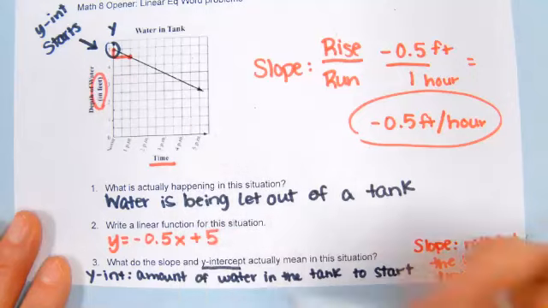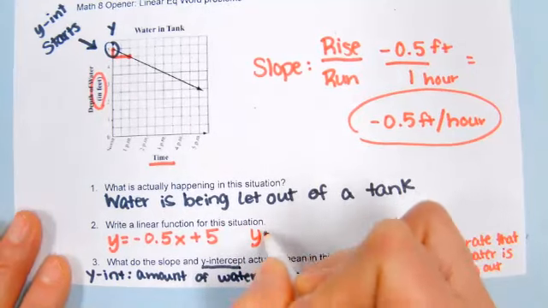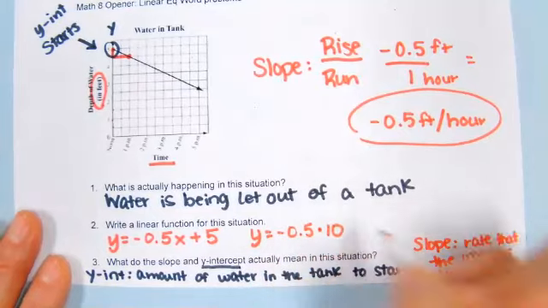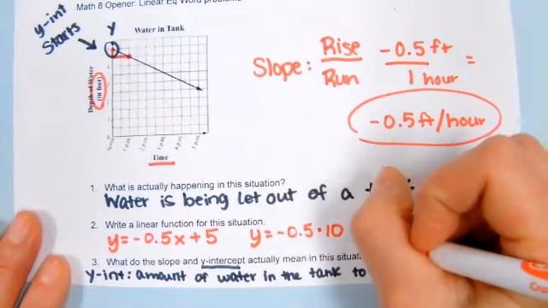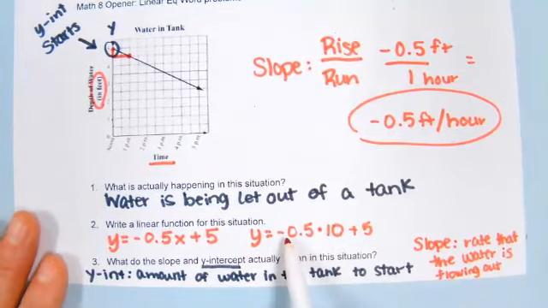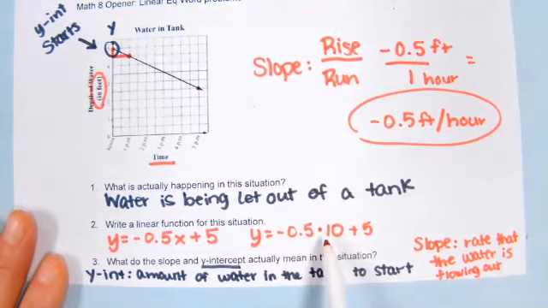10. Let's try it. So what you would do is say y equals negative 0.5 times 10 for hours plus 5. And we would try that out. We're going to use our calculator and do this. Negative 0.5 times 10 plus 5.